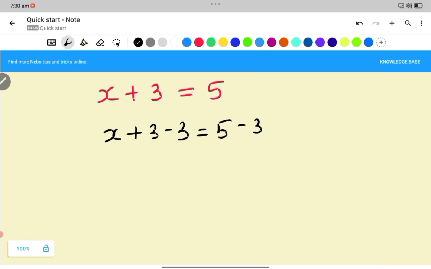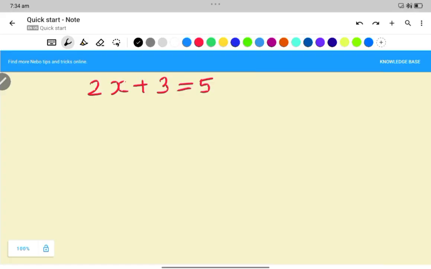The equation is balanced only when the same operation is performed on the other side too. Here, plus 3 minus 3 becomes 0. So, on the LHS part, the remaining is the variable x, which is equal to 5 minus 3, that is 2. So x equal to 2 is the solution or root of the given equation.